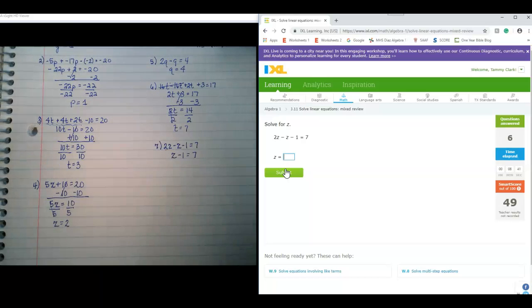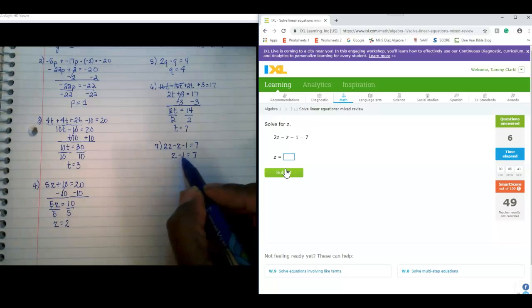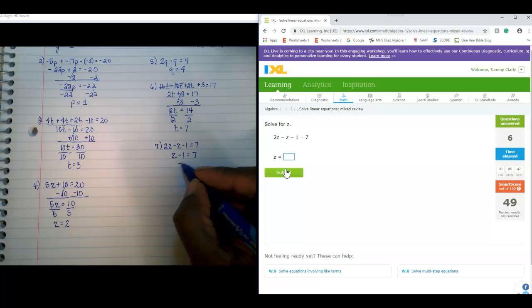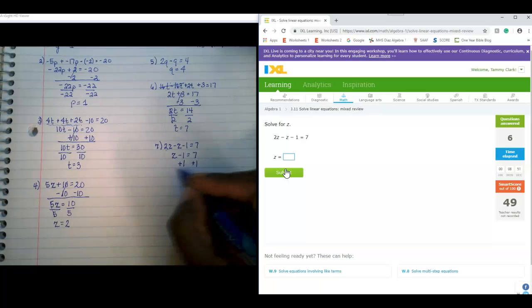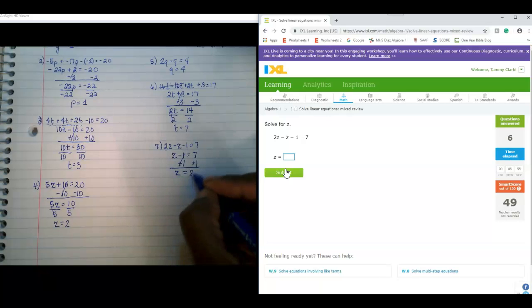Let's test it. So I have z here. Since this is subtraction, to create that additive inverse pair, to eliminate this, I'm going to add 1 to both sides of the equation. Therefore, z has to equal 8.